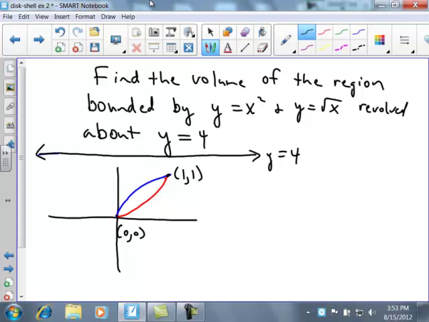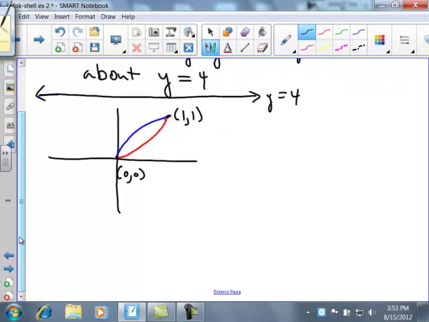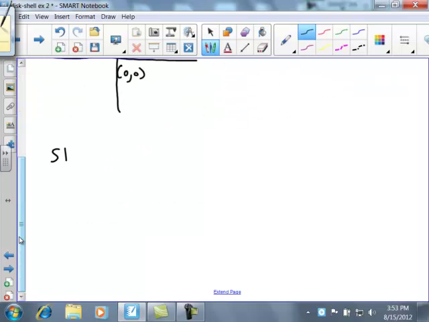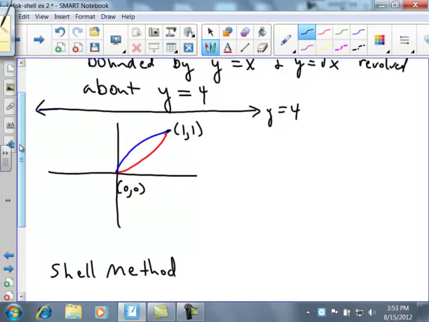So if we're going to do this with the shell method this time, as opposed to the disk washer method, then now the rectangles that I draw in my region up there need to be parallel to my axis of revolution. So when I draw my rectangle here to be parallel to my axis of revolution doing the shell method, then I now notice that I'm going to have a horizontal rectangle. So I need everything that I have up there to now be in terms of y.